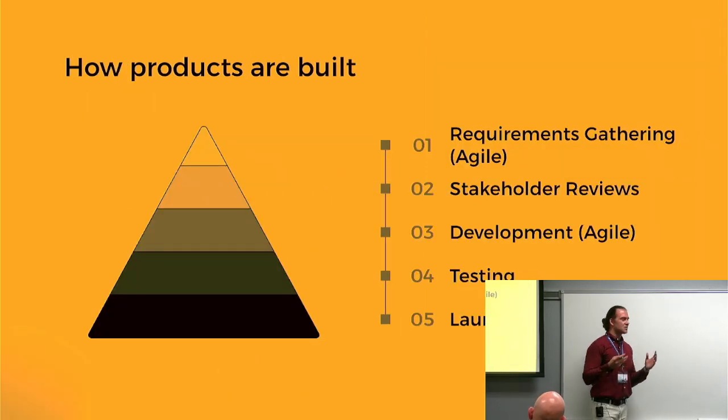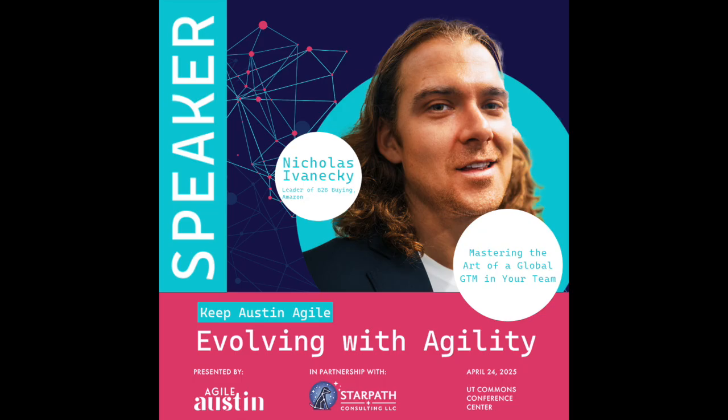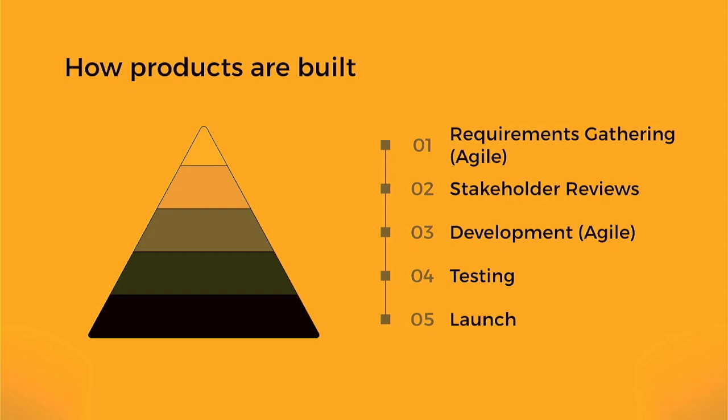Next, how products are built. Think of this as a very rudimentary slide on the product lifecycle. So again, you start at the top with all your requirements gathering, typically in some sort of agile format. You, the product owner or the PM, are talking with customers, engaging with them to get that voice of the customer. Then you have multiple stakeholder reviews to vet if your ideas make sense, if your requirements make sense, if that UX is on point.